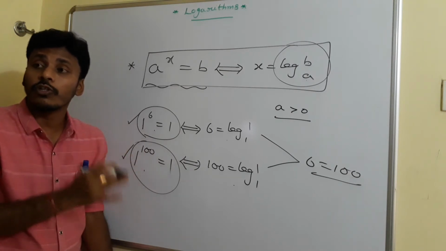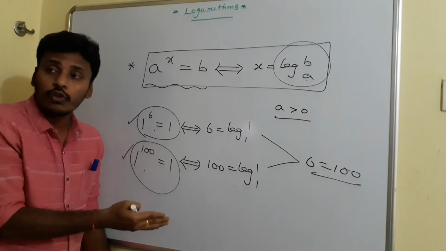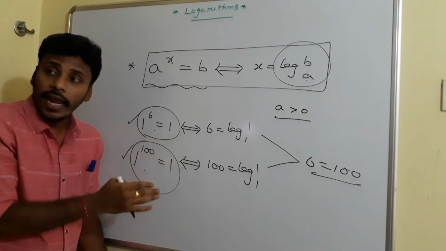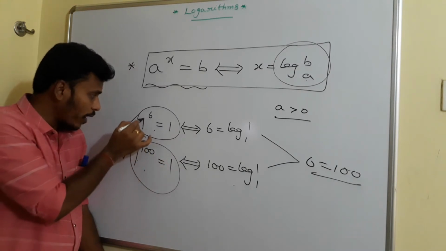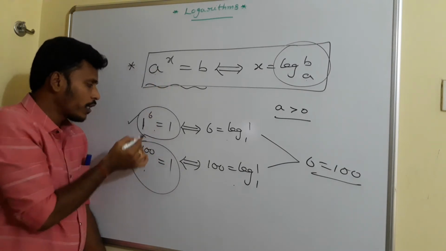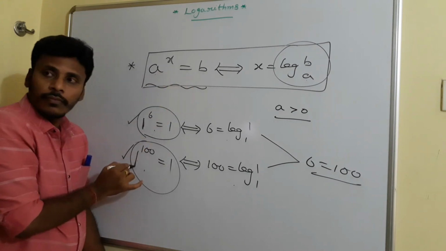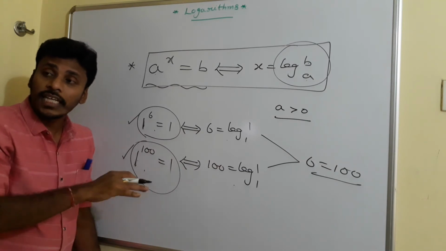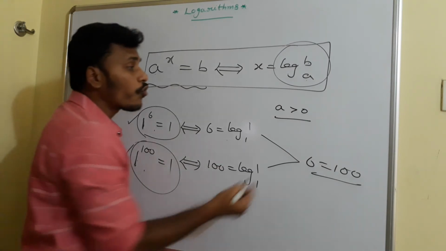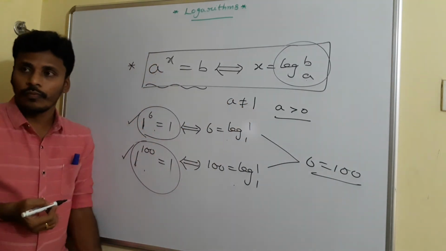Since 6 is equal to 100 is a wrong thing, you arrive at this contradiction if you take this base as 1, if this a is 1. Leave aside x and b. If a is 1, then you arrive at that contradiction. So to avoid such contradictions, you need to restrict that a is not equal to 1 also, right?